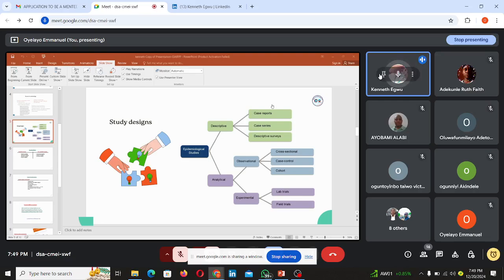But if it's experimental, just like I've mentioned, we have the trials we do at the lab. It could also be in a field. For those that watch wildlife, you see them conducting research in fields. So in those places, they are doing an intervention that will affect the outcome of their results.